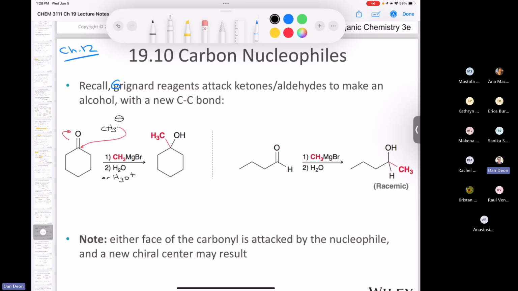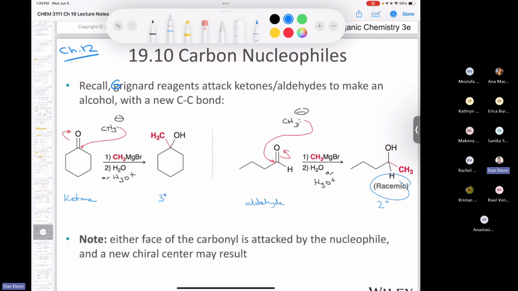We have our aldehyde. This is butyraldehyde. If we treat this with methyl Grignard, the methyl group is going to attack the carbonyl carbon. Then after a proton transfer with water or H3O plus, we end up with a secondary alcohol. So keep in mind that a ketone will give you a tertiary alcohol, whereas an aldehyde, when you do a Grignard, will give you a secondary alcohol. Okay, so that's the result of the Grignard reaction.